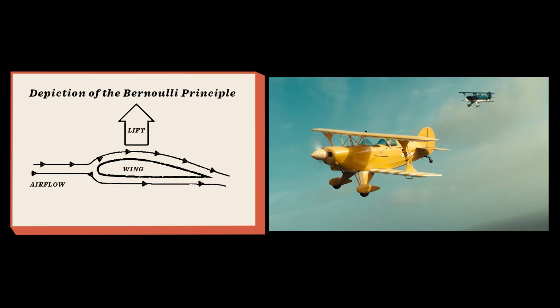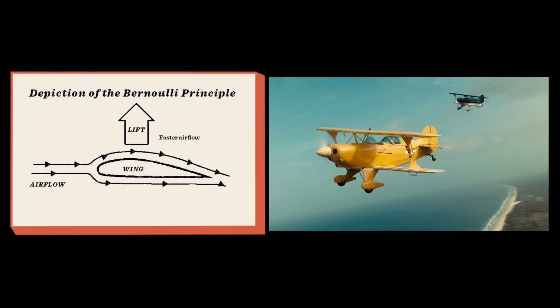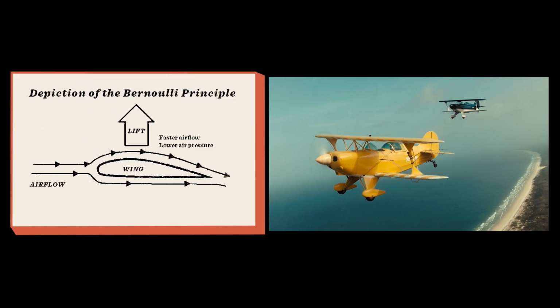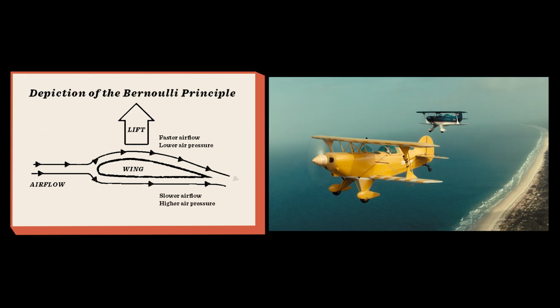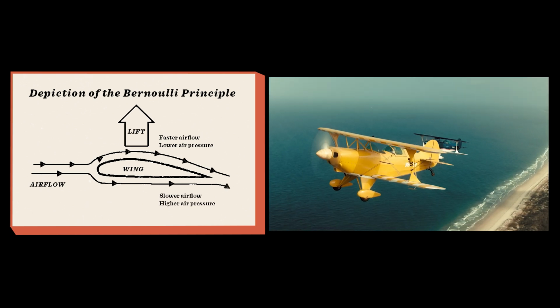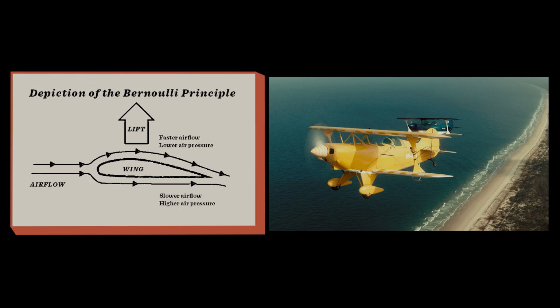Bernoulli noted that when you have air that's traveling with a faster velocity, it creates a lower pressure environment. So on top of the wing, you have a lower pressure environment. The bottom of the wing, you have higher pressure, so you get a net force in the upward direction.